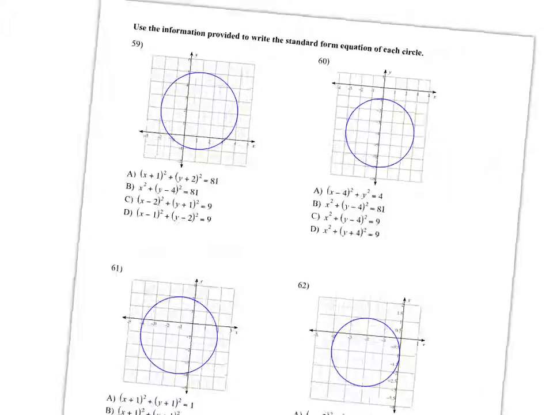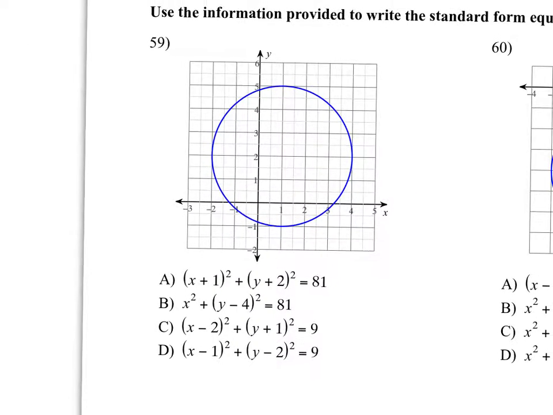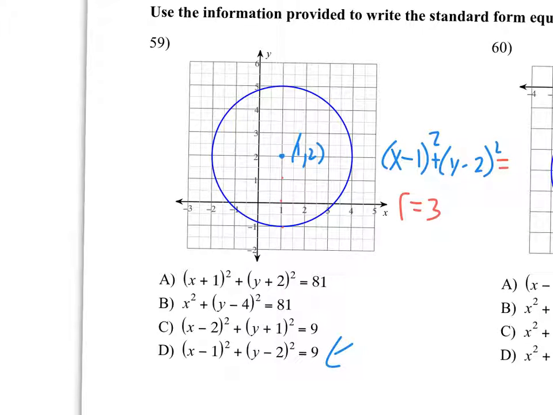For number 59, we're looking at the equation for a circle. I'm going to start by finding the center here. The center is at 1, 2. That means that my equation should have an x minus 1 squared and a y minus 2 squared. That happens to be this, but let's just make sure. So we got 1, 2, 3. R equals 3. We know this has got to be r squared, 3 squared, which is 9. Okay, that works.